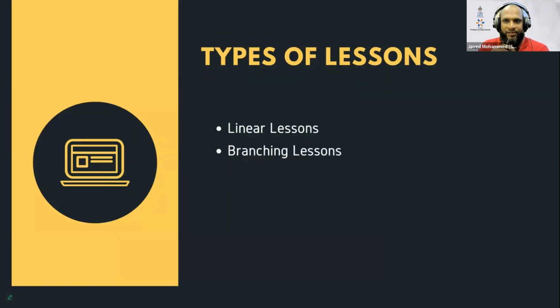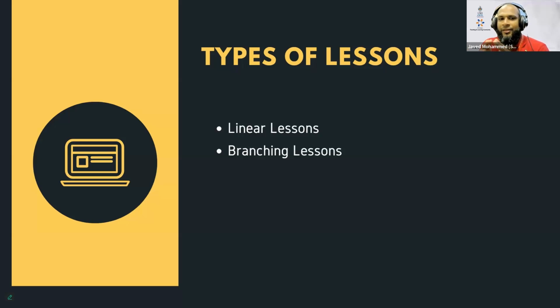There are two types of lessons in Moodle: linear lessons and branching lessons. We are going to focus primarily on linear lessons. Why linear lessons? Because we want to keep it simple and we just have an hour to get through this session. If you understand how to create a linear lesson, it's the foundation for creating branching lessons, and branching lessons can be very confusing. So we don't have time to do that, but after mastering linear lessons, you'll be able to create your own branching lessons.